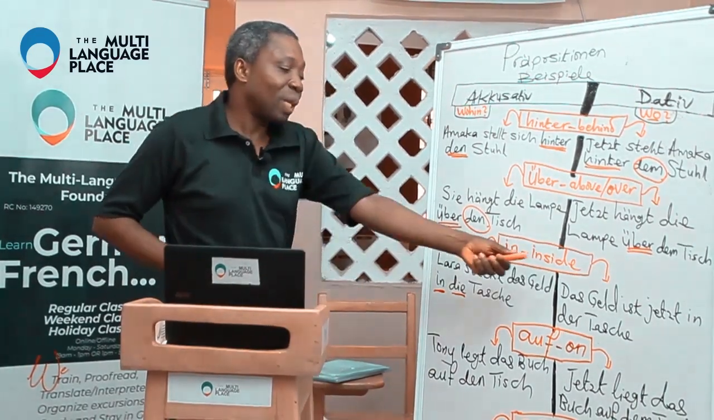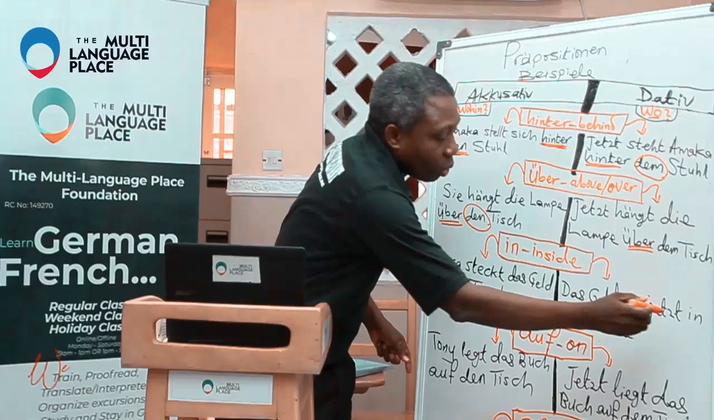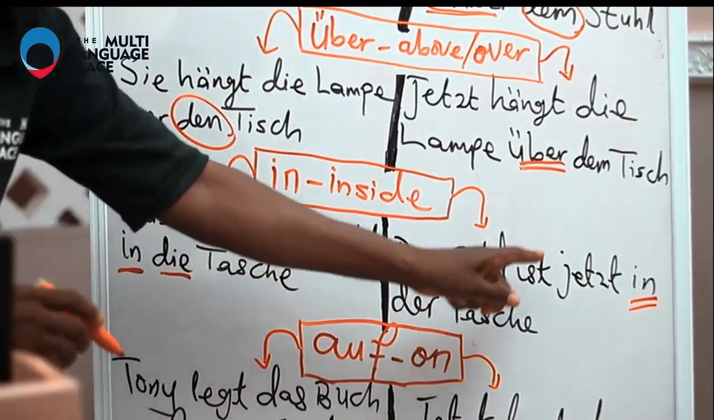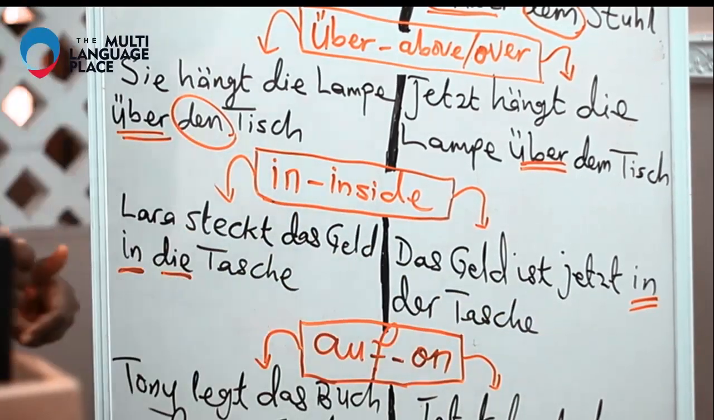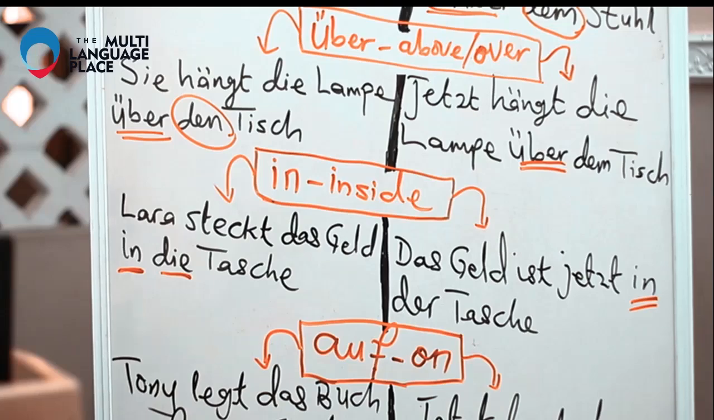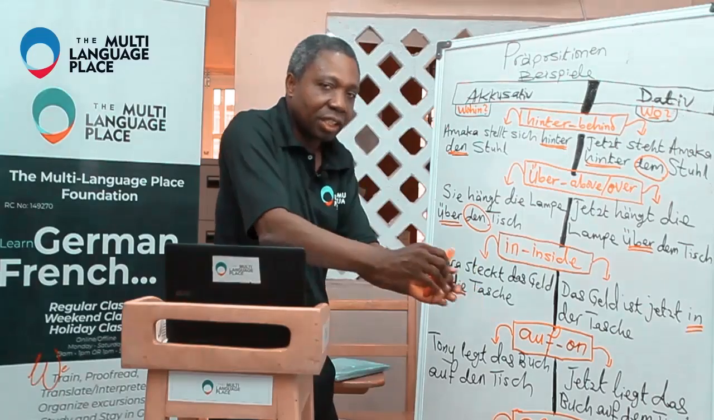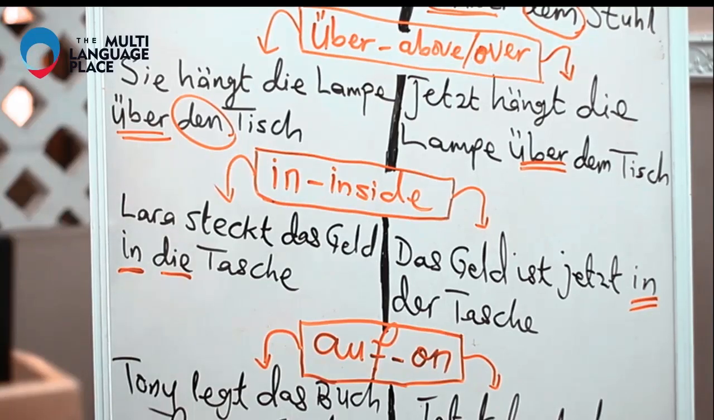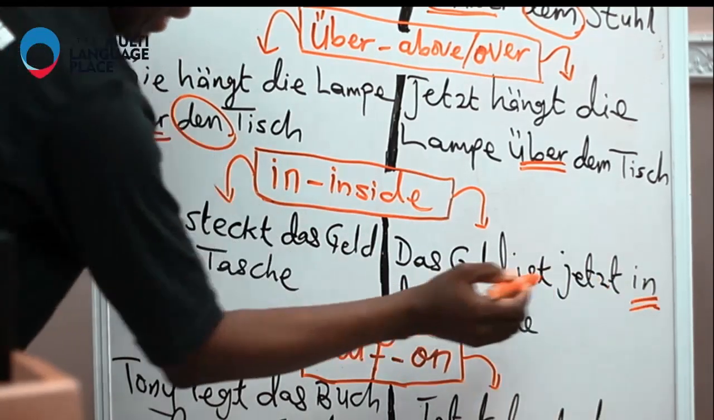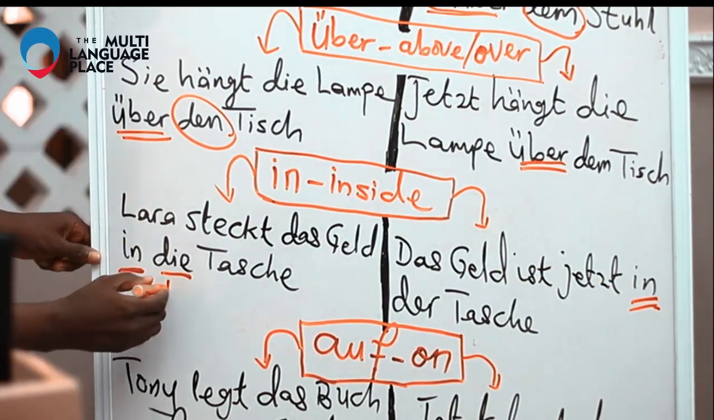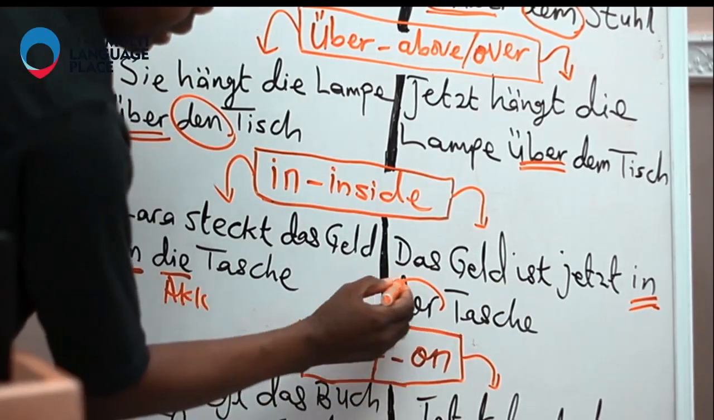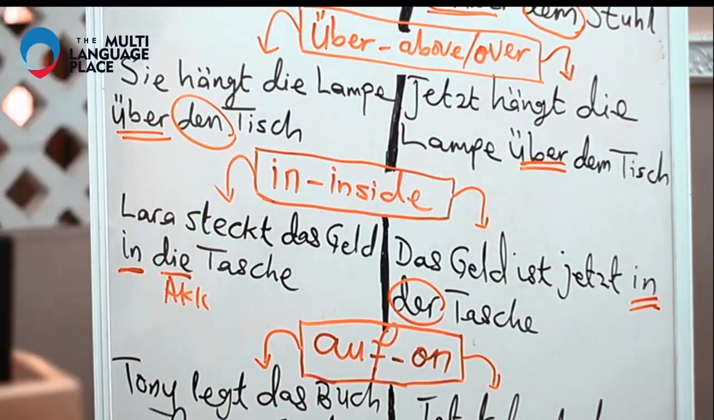See the process? But then the same in is going to take dative because das Geld ist jetzt in der Tasche. The money is now in the pocket. There's nobody performing the action or the process of putting it in the pocket. The money is just already in the pocket. So in that case, we use dative. The same in takes accusative in one case, and that same in is taking dative here. So we'll go to the next one.